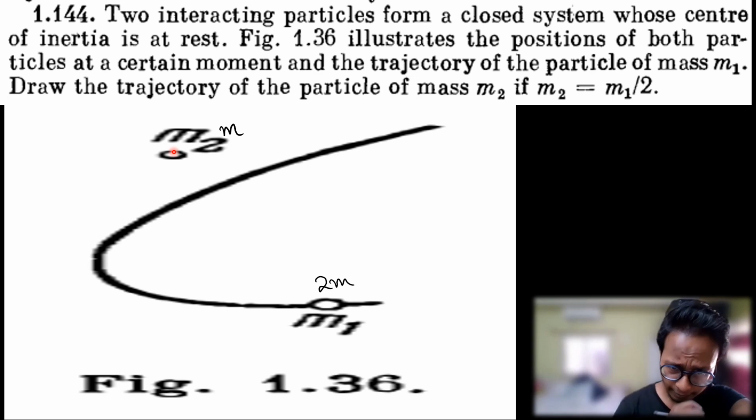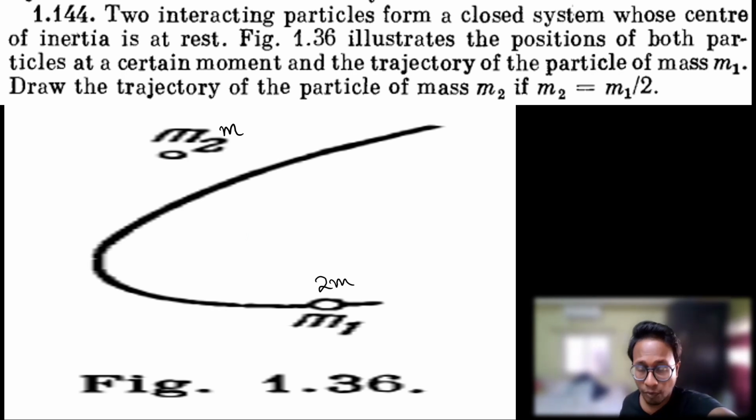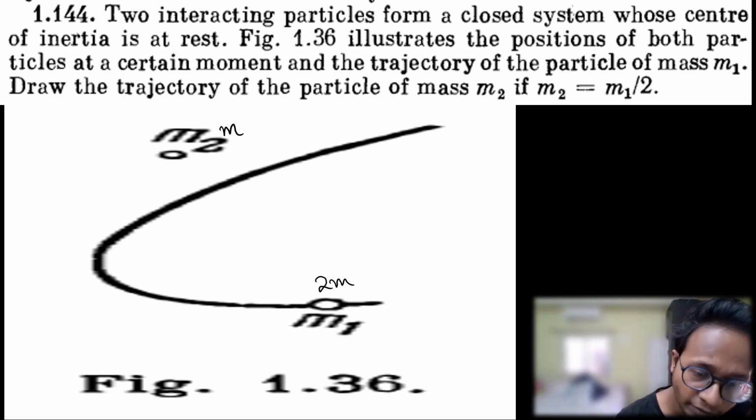The question is asking, find the path of m2 such that while m1 travels along this path, the center of mass of these two systems remains stationary. That means the center of mass doesn't move. So the first thing is we have to find out where is the center of mass, isn't it? So how do you find out the center of mass?